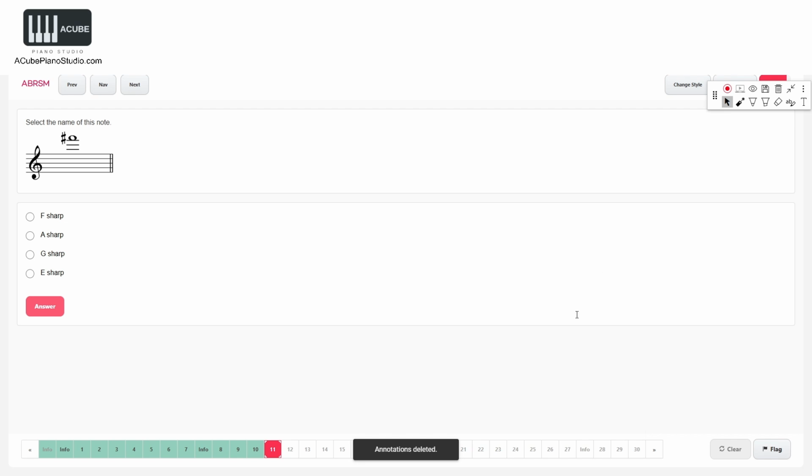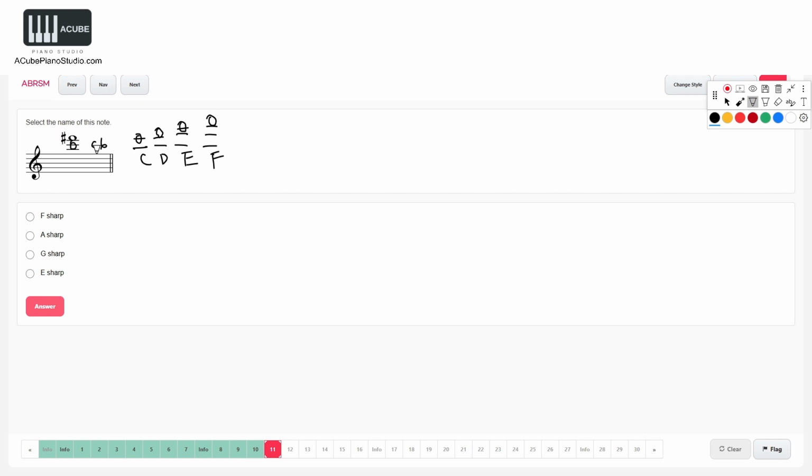Okay, so now let's move on to this one here. What is this note, right? So this is C6, the C that is 2 octaves higher than middle C. Then this is D. And this is E. And this will be F. Okay, and there's a sharp here. So this is F sharp.